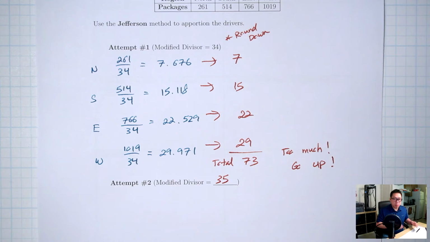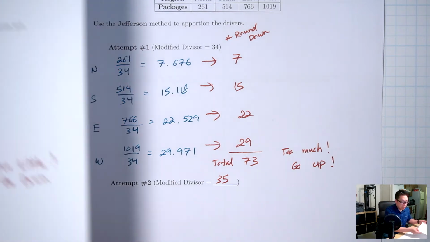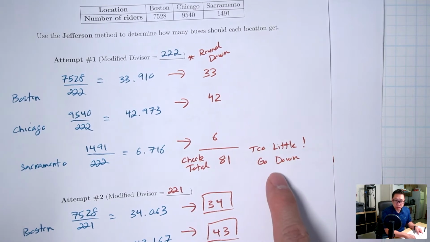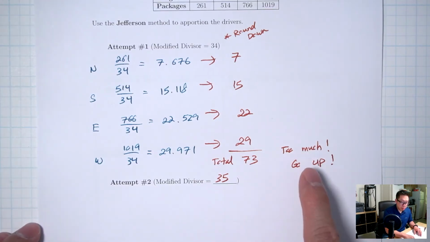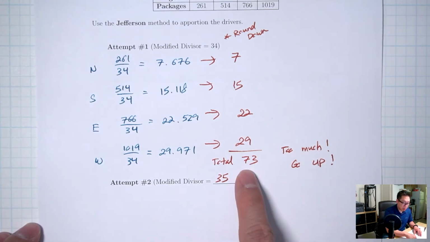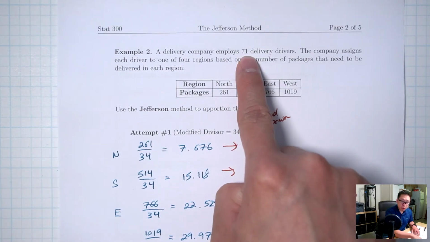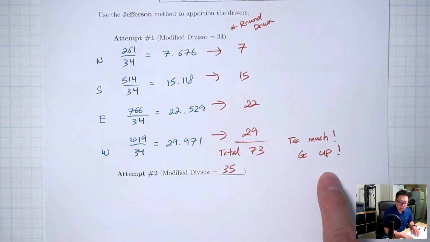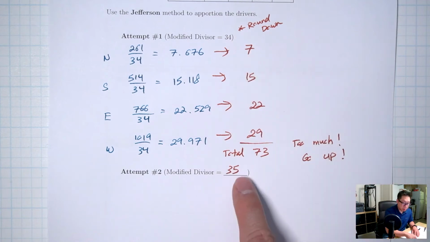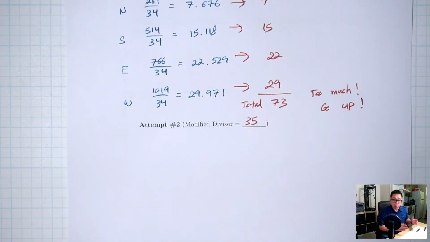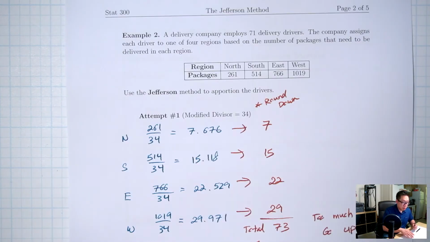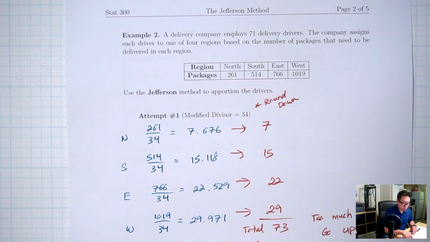Okay, so either you go through that reasoning, or just remember, if it's too little, go down. If it's too much, go up. Okay, so right now 73 is too much. I only have 71 drivers, which means I need to go up. It was 34, I'm going to go up to 35. And then do the same thing again. Divide each of the packages number by 35.